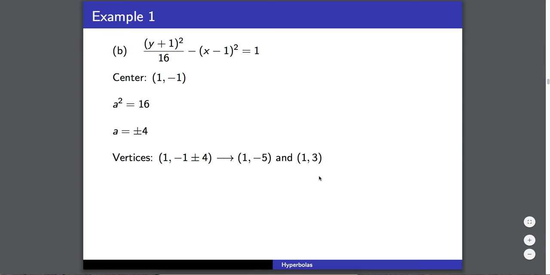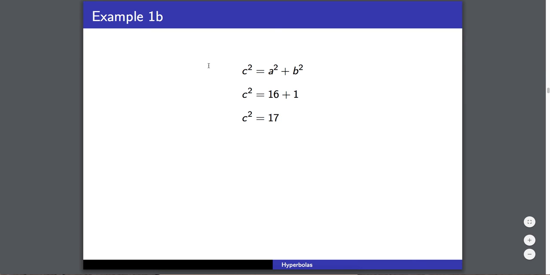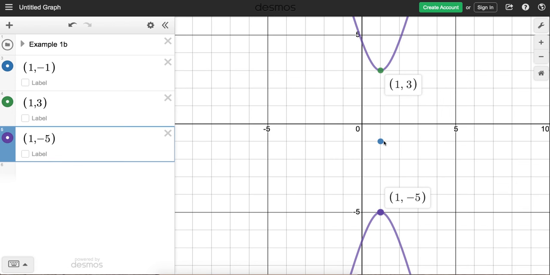Now for our focal points, we have a squared is 16 and b squared is 1. So if you put this over 1, you get b squared is 1. We get 16 plus 1 is 17. Then take the square root of 17, we get c is plus or minus the square root of 17. That's square root of 17 units above, which is a little bit more than 4, and square root of 17 units below, again a little bit more than 4. So we're going to add and subtract that from the y-coordinate of our center.